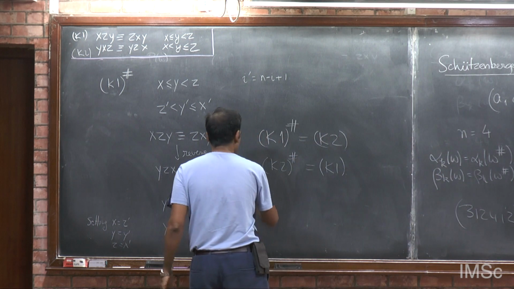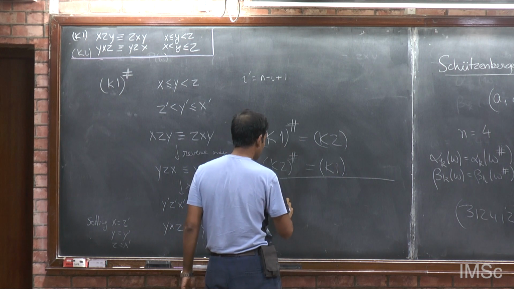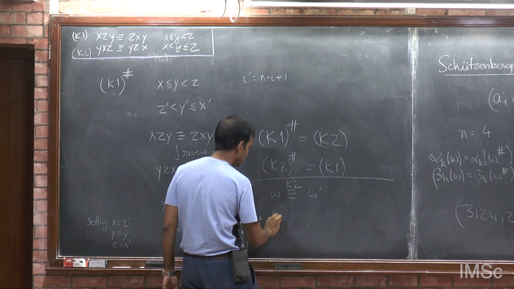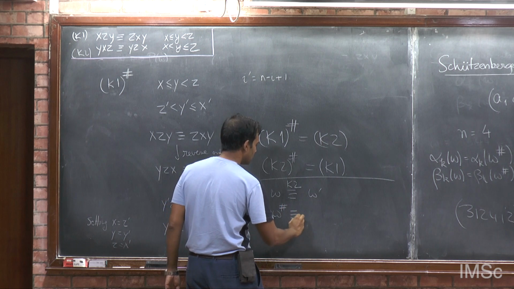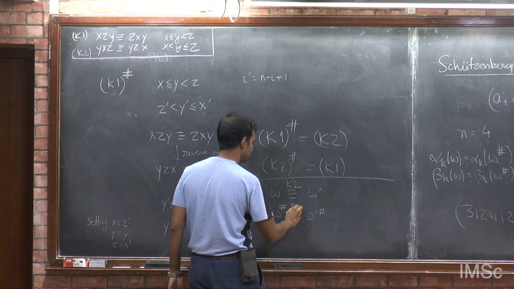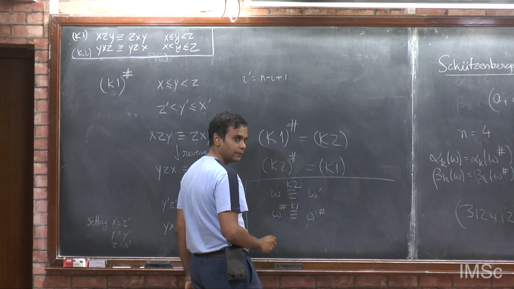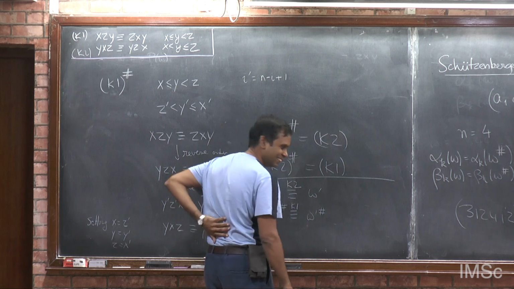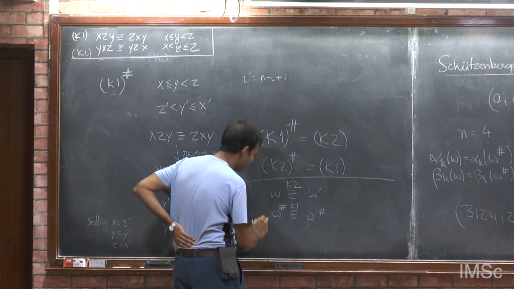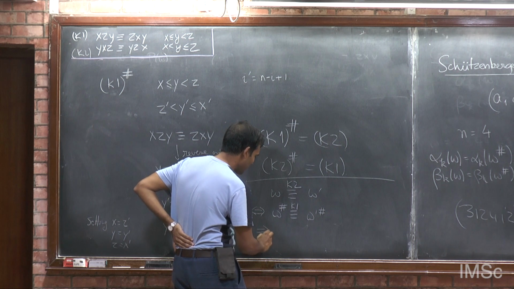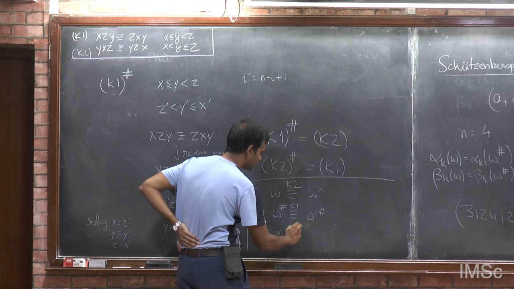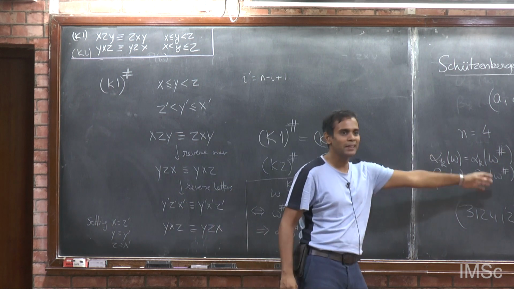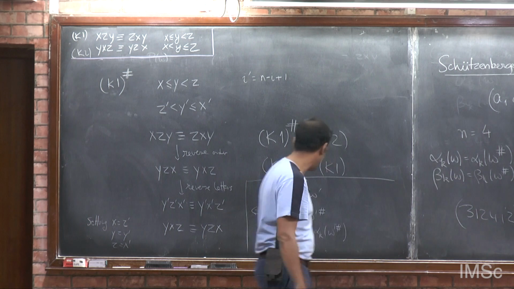So what I'll say is, suppose W differs from W prime by K2, then that means that W hash differs from W prime hash by K2 hash, which is K1. This implies that alpha K of W hash is equal to alpha K of W prime hash. But as I explained to you, alpha K of W is the same as alpha K of W hash.